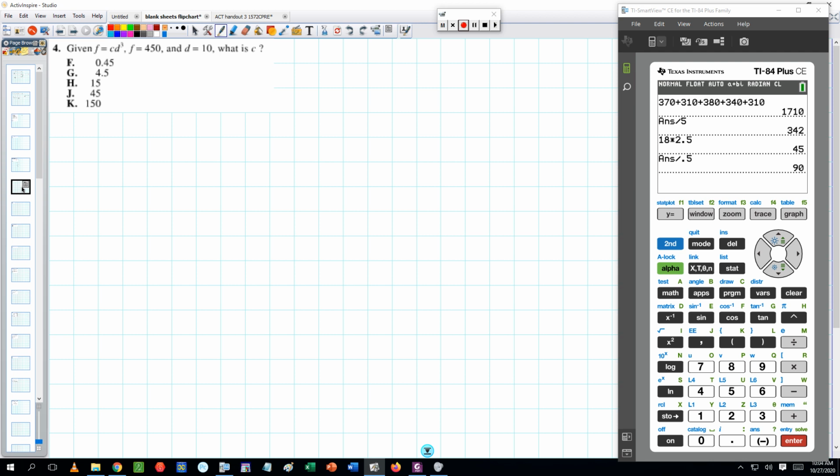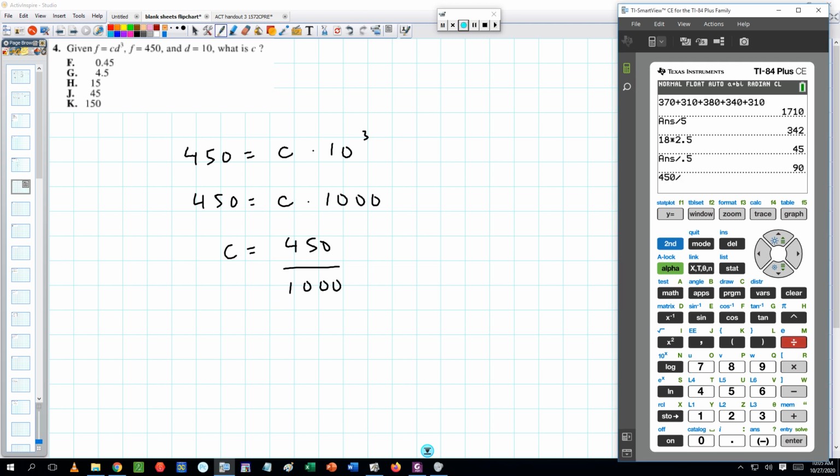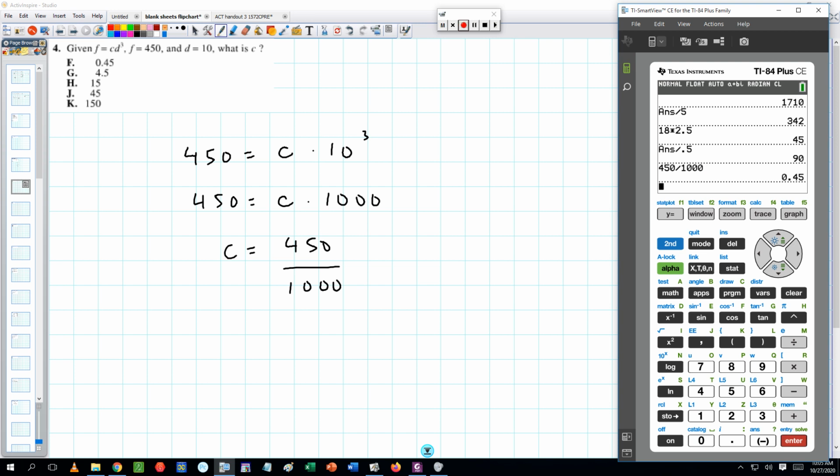Given F is equal to C times D cubed, F is 450, and D is 10. What is C? So 450 is equal to C times 1,000. I'll divide by 1,000, so C is 450 over 1,000. As a decimal, our answer is F.